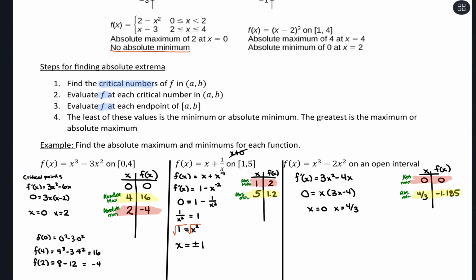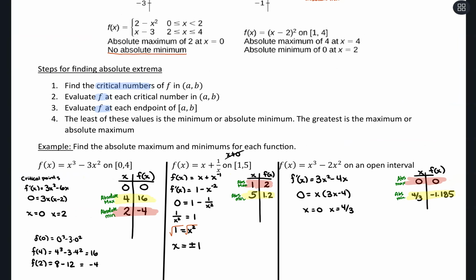Okay, and that's how we're going to find our absolute minimums and maximums. Just make a table of values with our endpoints as well as any critical points that we can add on that fit that interval.